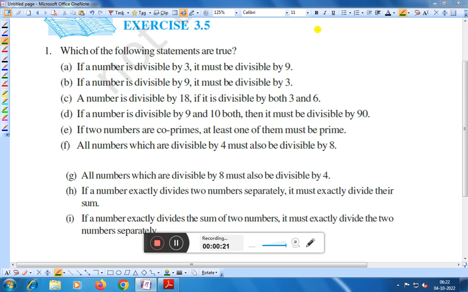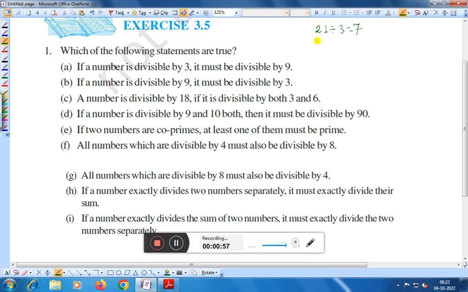Suppose the number is 21. If I take one example, that is, if I have taken the number 21, now you see, if we divide 21 by 3, we are getting 3 7 21. Then it is divisible by 3, right? 3 7 21. 21 is divisible by 3.